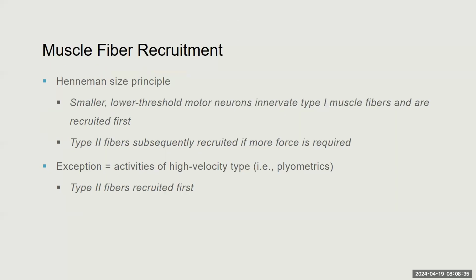As far as muscle fiber recruitment, there's this principle called the Henneman size principle, which means that whenever you want to fire a muscle, those smaller, lower threshold motor neurons that innervate these type 1 fibers are going to be recruited first. And if you need more force, then those larger type 2 fibers are going to be recruited if needed. The only exception to this is high velocity activities such as plyometrics. Those type 2 fibers are actually going to be recruited first.